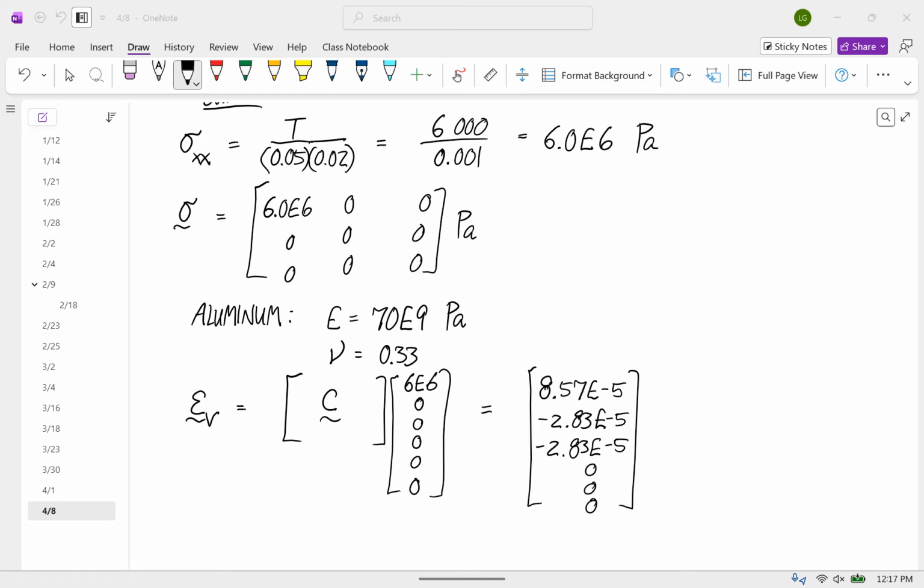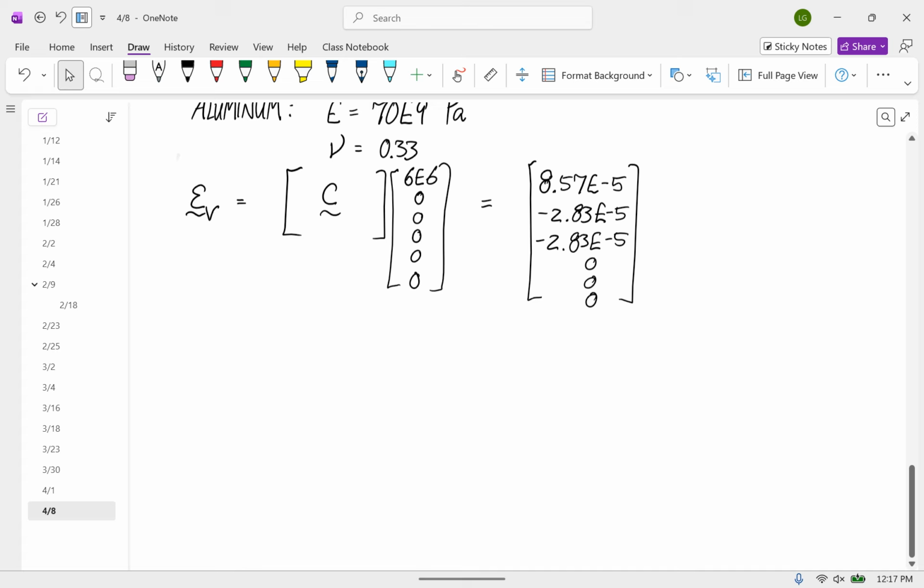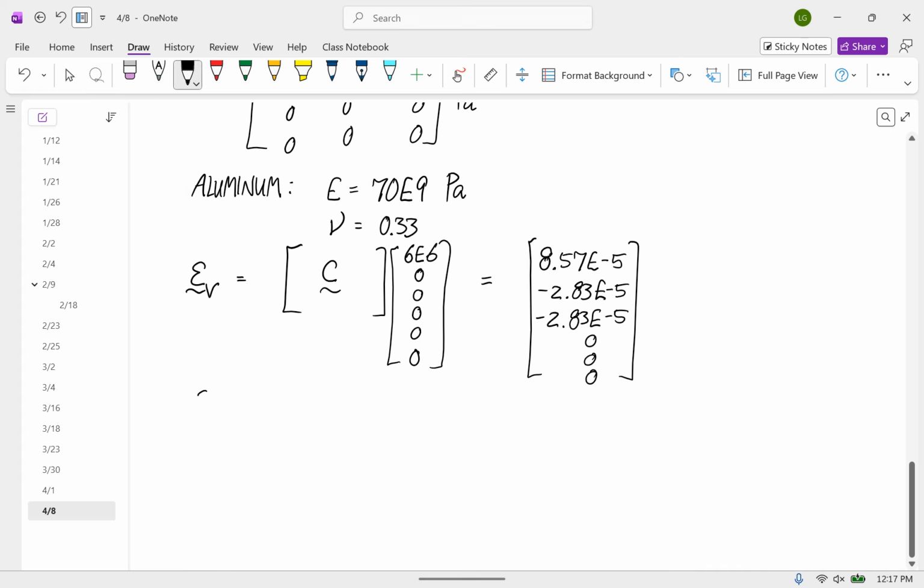What do you think is going to happen when we put in the values for steel? We're going to keep this same stress tensor, but our compliance matrix is going to have the values for steel, which has a bigger E value, pretty similar Poisson's ratio. Do you think the strains are going to go up or down? They're going to go down, because the stronger a material is, the less deformation you get for the same load. Okay, so now we'll do it for steel.